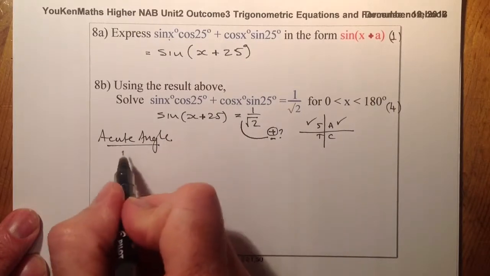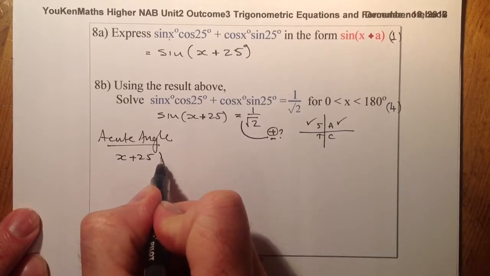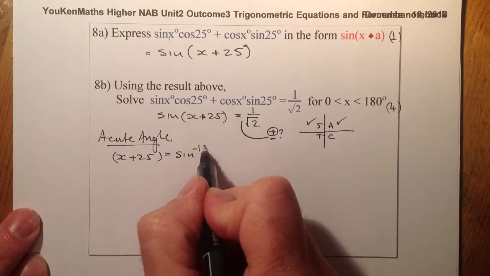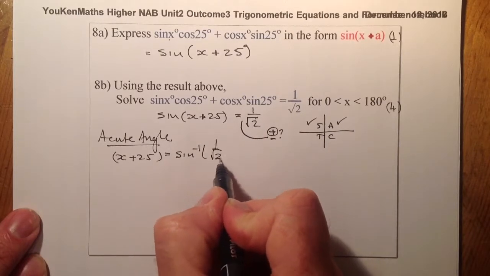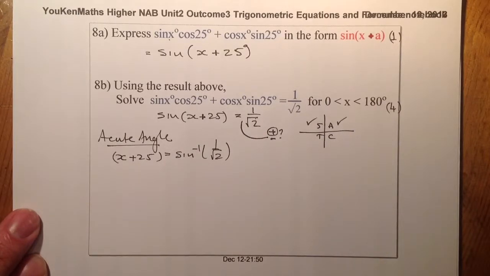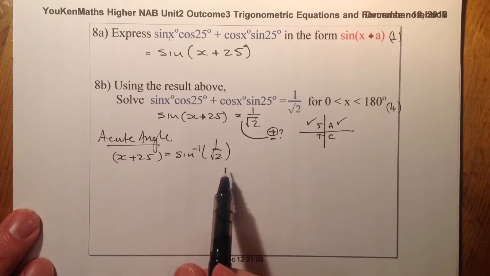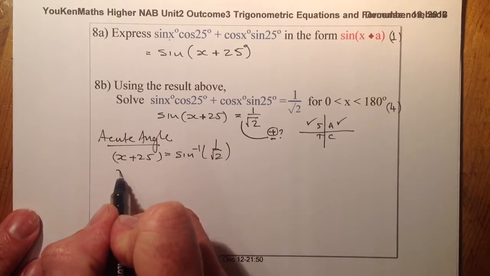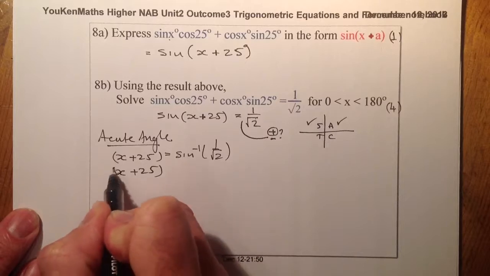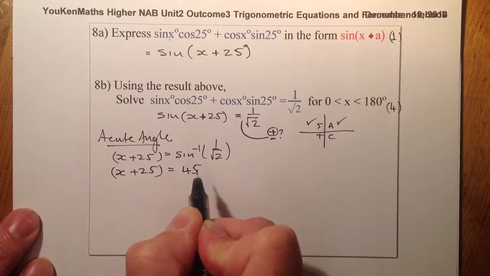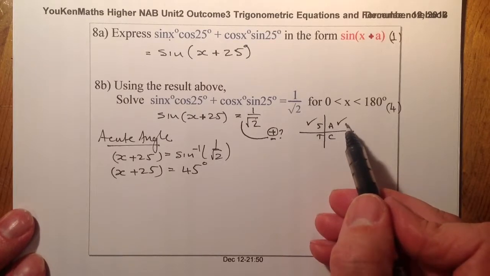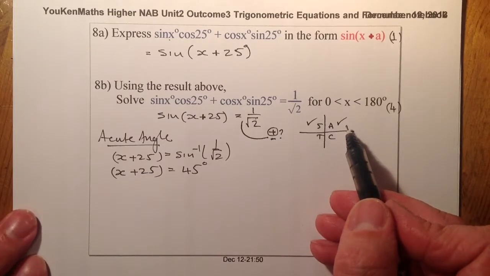I'm going to say that x plus 25 is equal to the inverse sine of 1 over root 2. I put that into my calculator, or from my table of exact values, I get the answer of 45 degrees. So that's my acute angle, and that is going to be one of the solutions that I'm going to use.